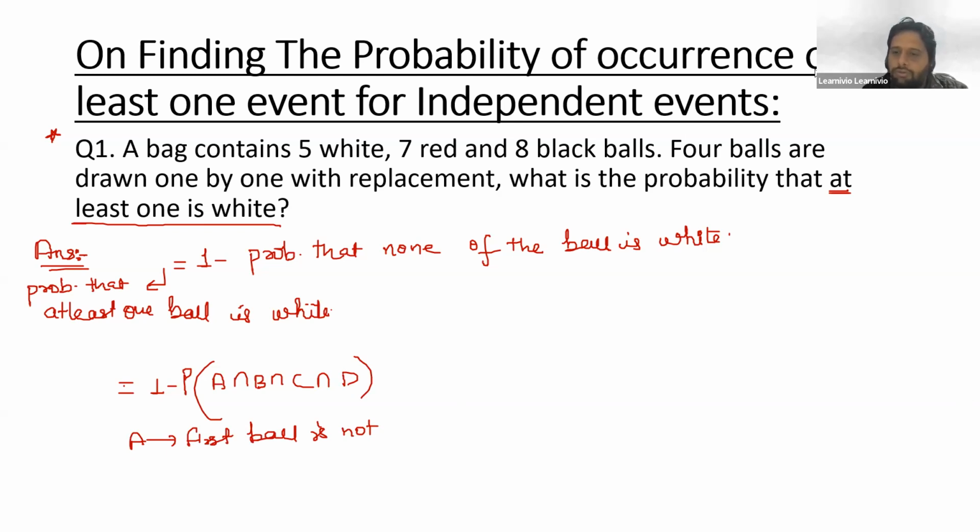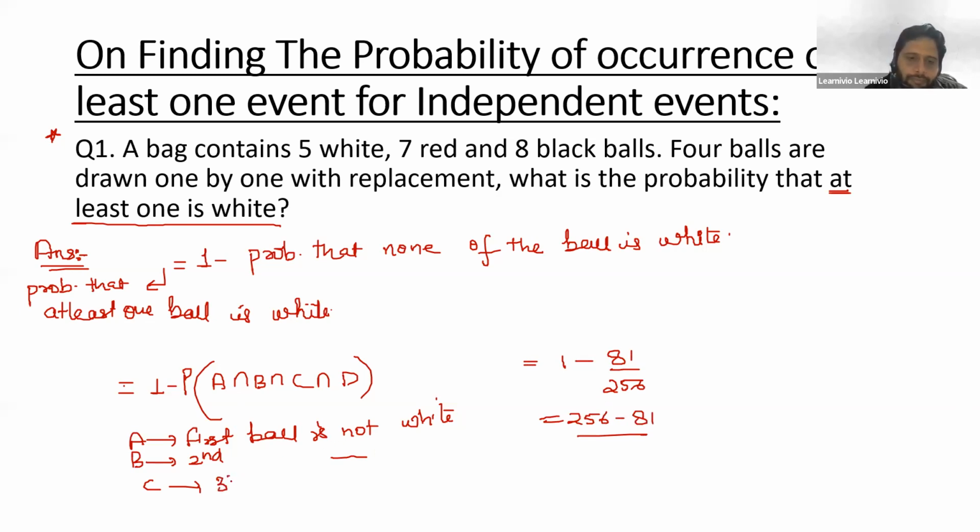Just give me a minute, Omer. First ball is not white. Okay. B is second ball is not white. C, third is not white, and D is fourth is not white. No, that's not it. No ball is white is 81 by 256. Okay. So the final answer will be 1 minus 81 by 256. So it is 256 minus 81. Let me complete this, okay?